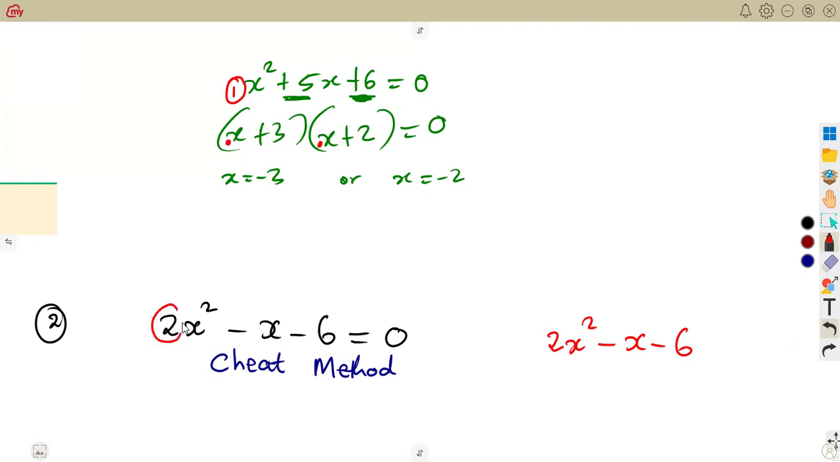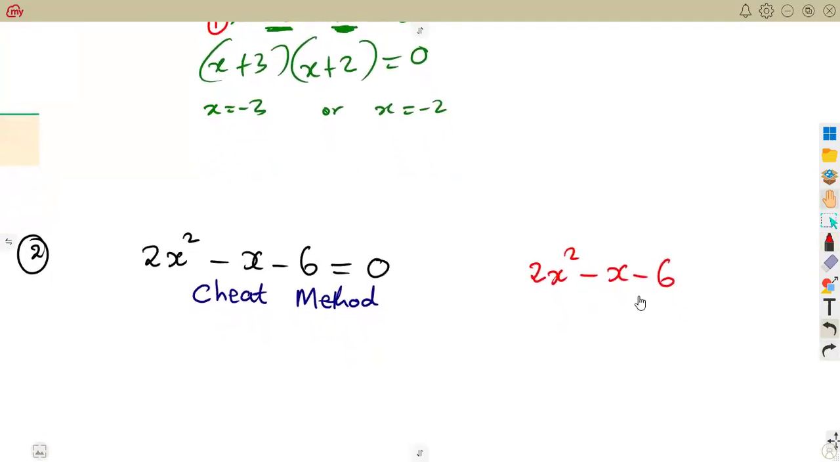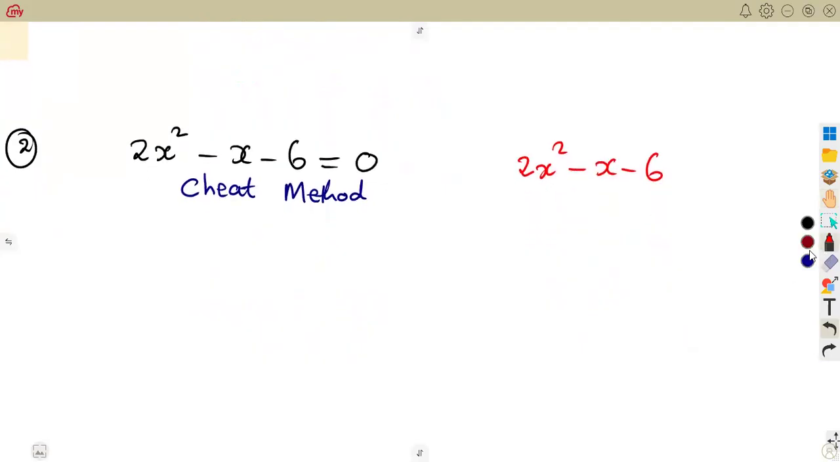Here, the coefficient of x squared is no longer 1. It is not equal to 1. But I want us to maintain this concept of having a 1 on the coefficient of x squared. So that's why I'm calling this one the cheat method. So how can we obtain a 1? This is what we are going to do.